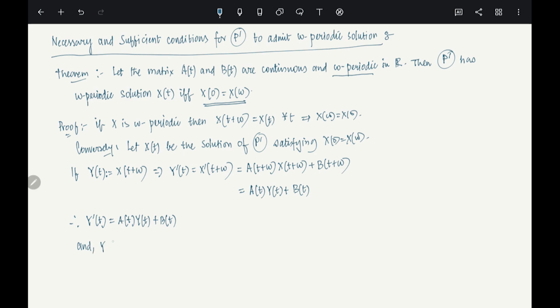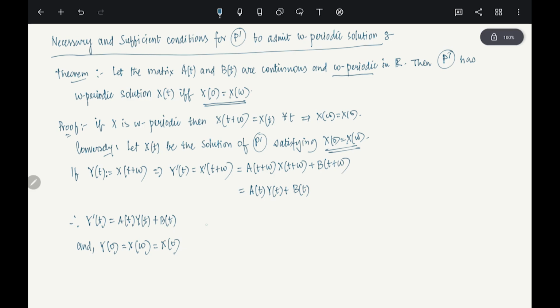And moreover, y at the point 0, what is it? It is x at the point w, right? And x at the point w is given to be x at the point 0. So that is what we have started out with, right? So it is x at the point 0. So you see, y and x both satisfy the exact same equation, right?